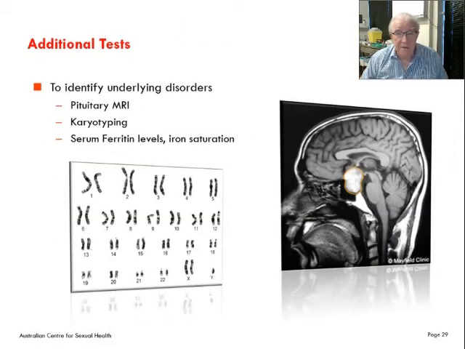And these may include a pituitary MRI for a patient with hyperprolactinemia or a patient with secondary hypogonadism. In the occasional patient where we suspect Klinefelter syndrome, it may be appropriate to karyotype the patient, and it may be reasonable in some patients, particularly those who have liver failure or are suspected of having hemochromatosis, to do iron studies with serum ferritin levels and iron saturation levels.